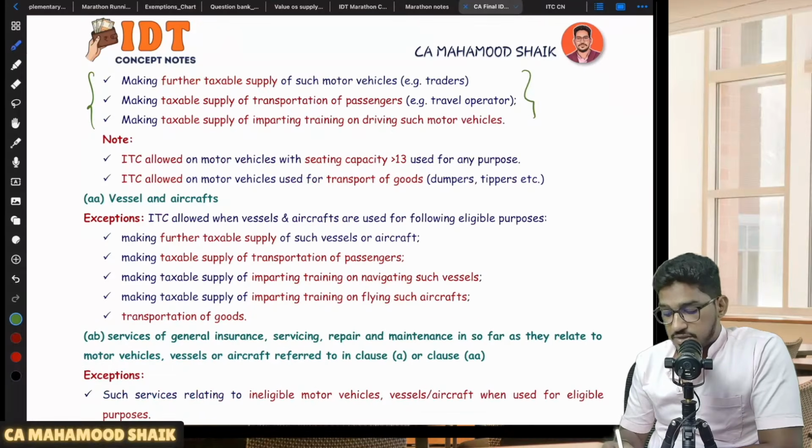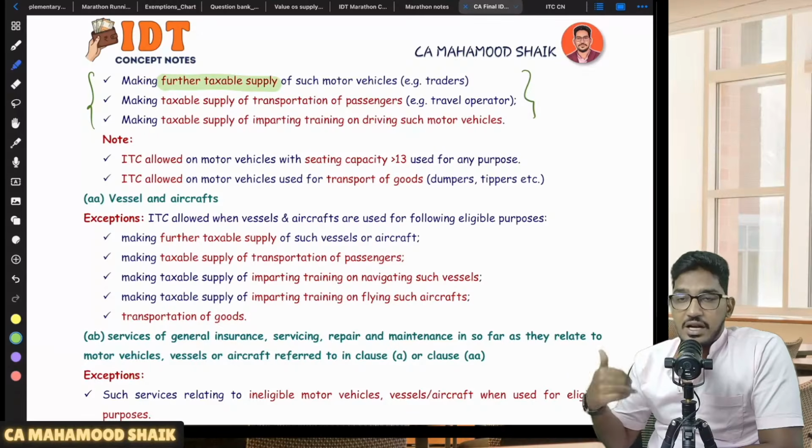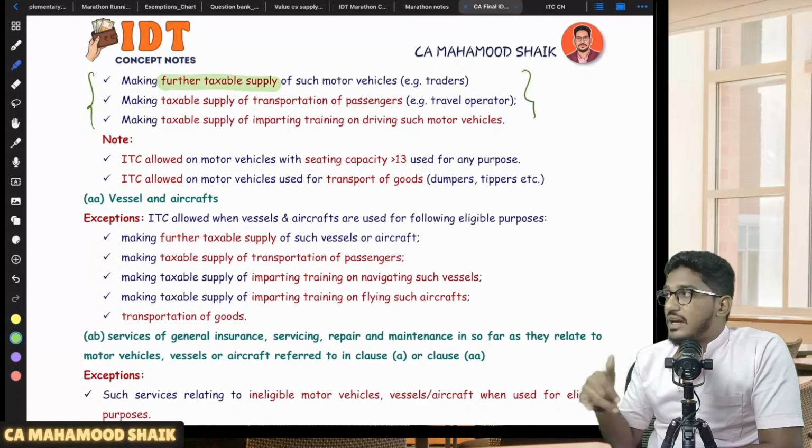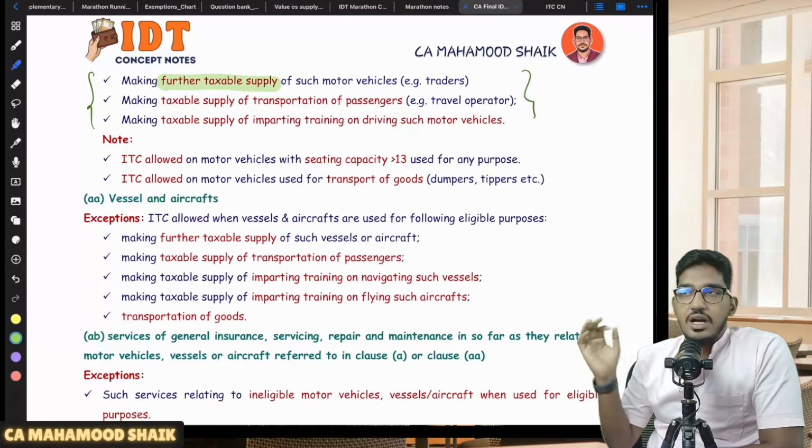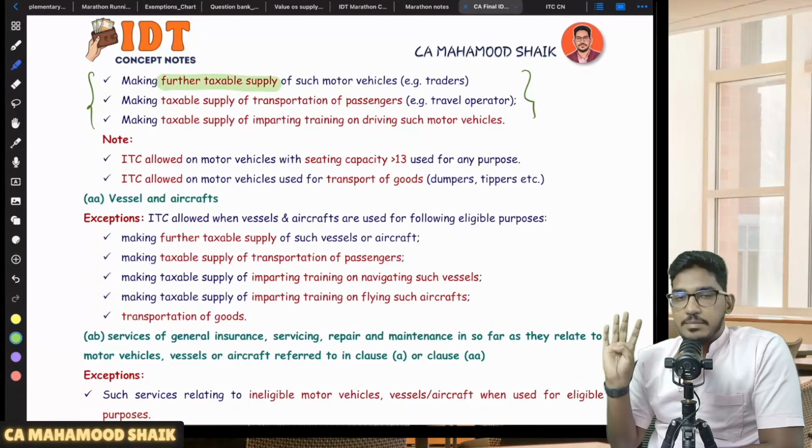Sir, what are those eligible purposes? Number 1, for making further taxable supply of such motor vehicle. If I am buying the car and selling the car, or if I am buying the car and renting the car, anything. Further supply could mean anything. If I am buying the car and selling it, or buying the car and renting it, that will fall under further supply. Then I can claim ITC.